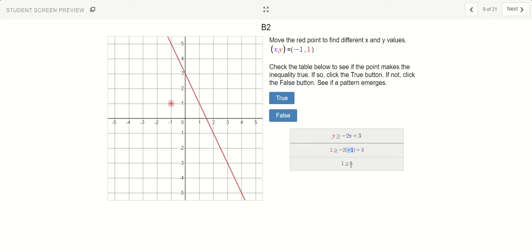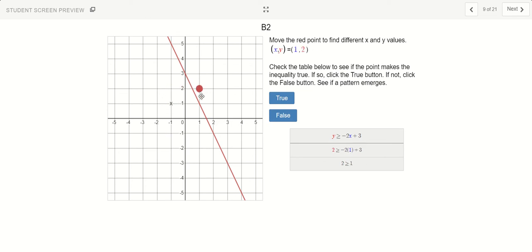Here's the answer to the inequality. So what I want to do on this slide is, can you try different points and see if they make a true statement down here? So for example, negative 1, 1. 1's definitely not bigger than 5. 5 is supposed to be bigger. So this is a false statement. So I'm going to click false right here. Notice how when I click false, it left behind an x at that spot.